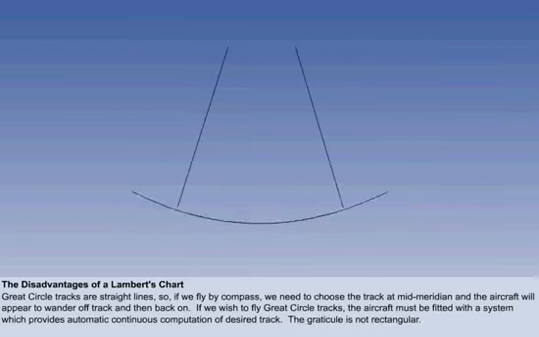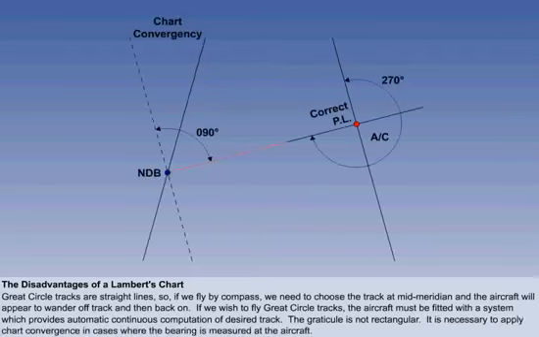The graticule is not rectangular, so the plotting of positions is not as straightforward as on a Mercator. And, as previously stated, you need to apply chart convergence in cases where the bearing is measured at the aircraft. We'll go on to the explanation of that now.